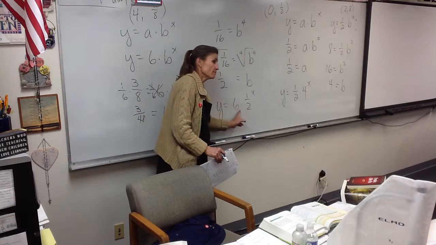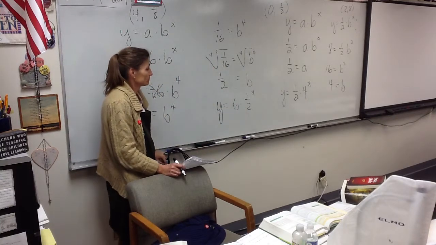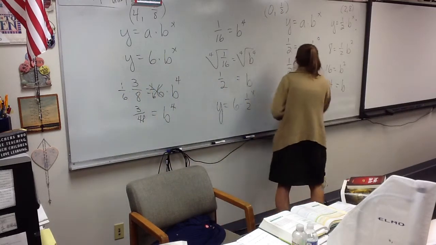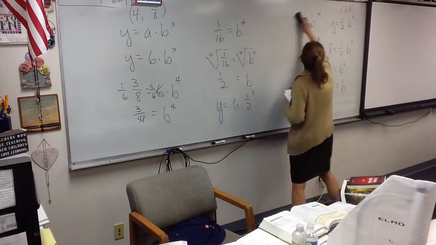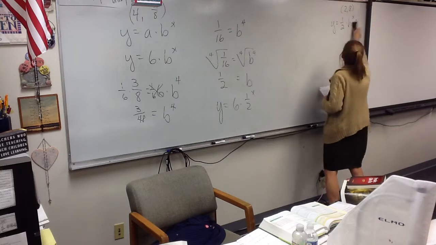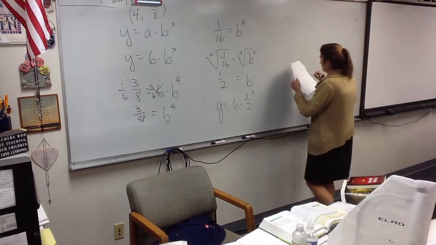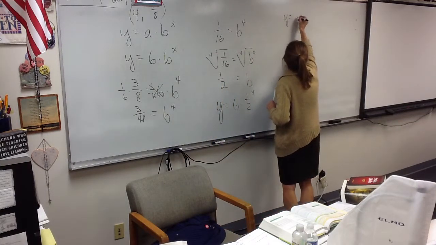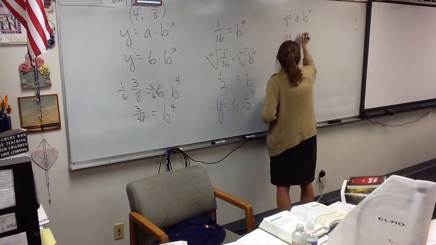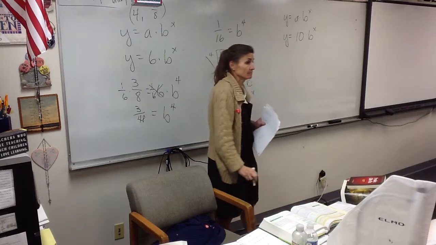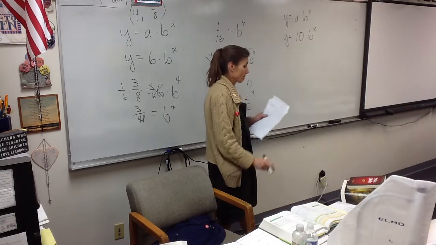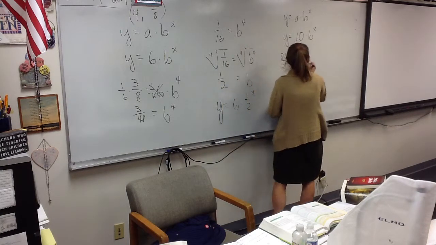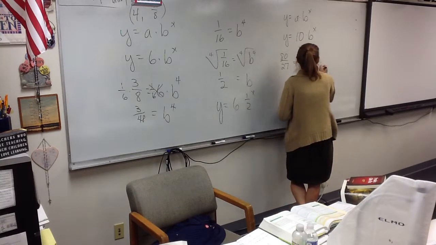You gonna put these two together? No, never. One more of these guys, and you get to practice some in your homework tonight. Step 1. The point is 0, 10. What's step 1 going to be? 10b to the x? Now here comes the fun part. 80/27 equals 10 times b to the third?